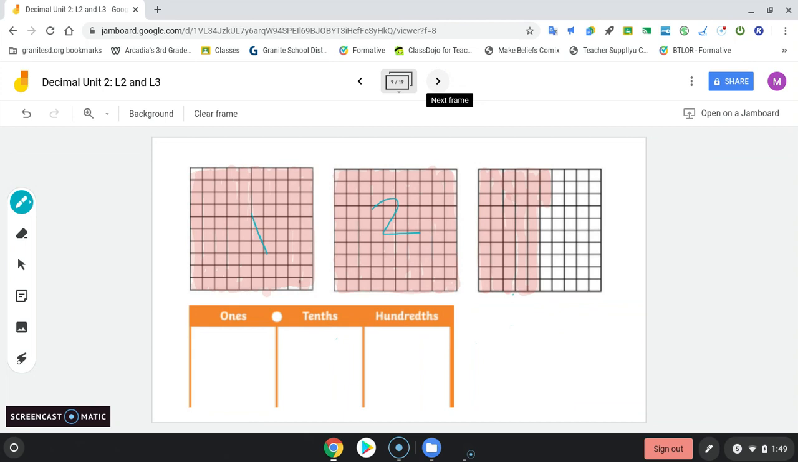Okay, again, I have 1 and 2 whole things, so that's your ones. Then you have to figure out how many tenths you have. 1, 2, 3, 4, 5. And then your hundredths would be 1, 2, 3. Okay, so we type this one 2.53.